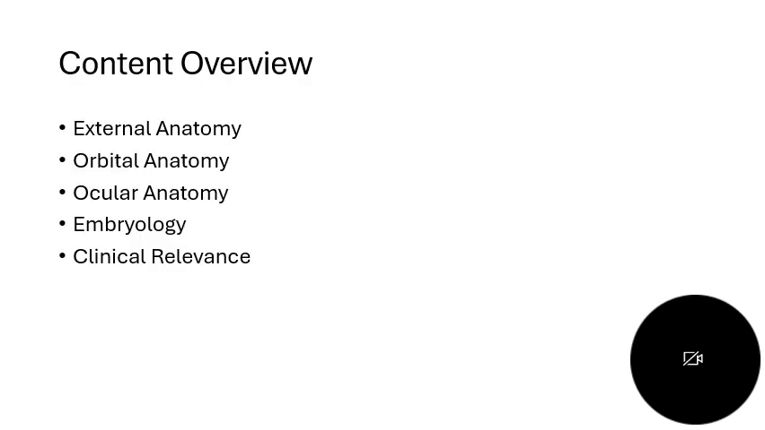To make this course manageable, we're going to break down this lecture into anatomy of the external structures around the eye, anatomy of the orbit, anatomy of the eyeball itself, and a little bit of embryology, hopefully not too overwhelming, and some that should be relevant to what you might see, with some clinical cases that I will discuss.